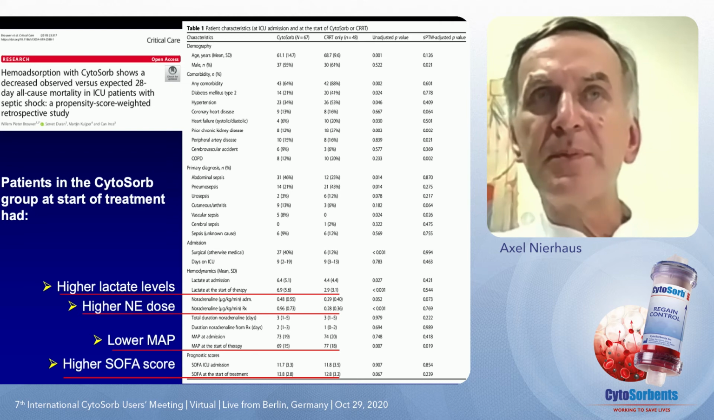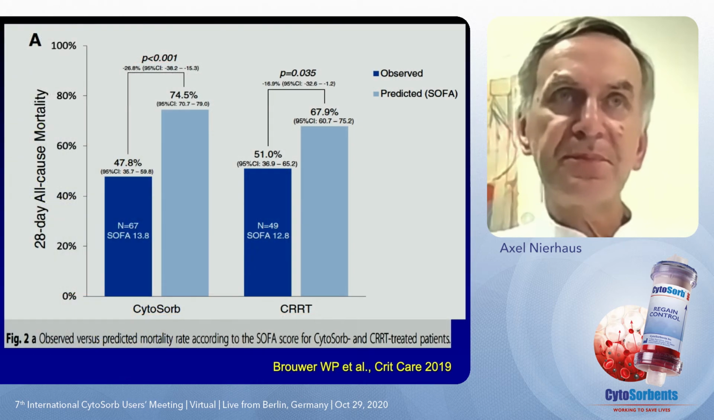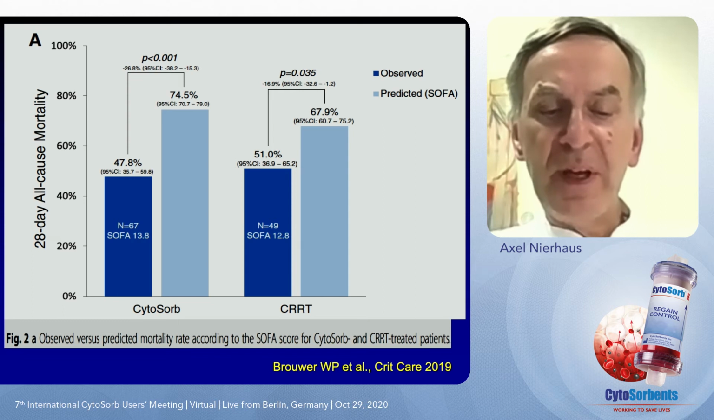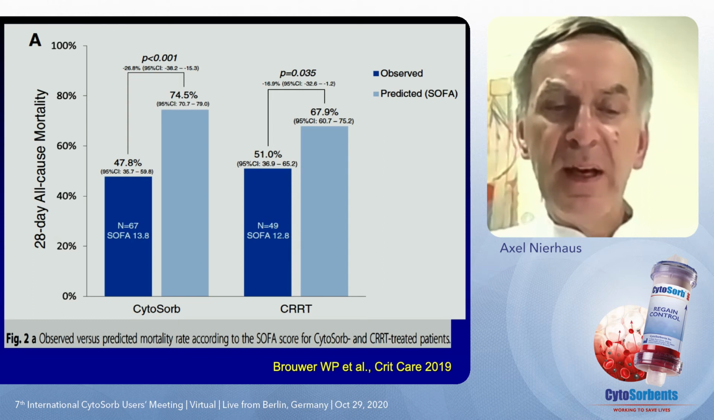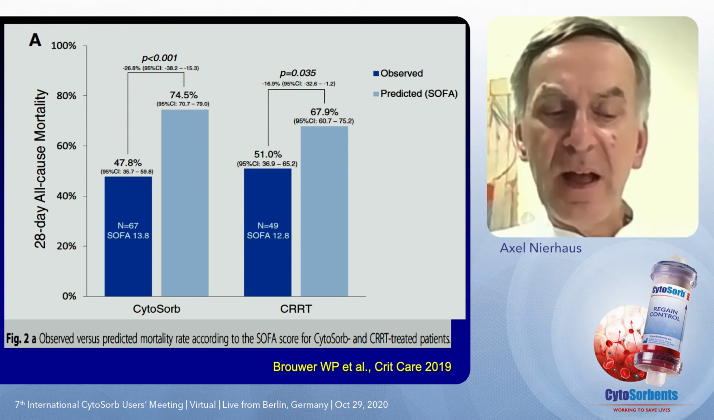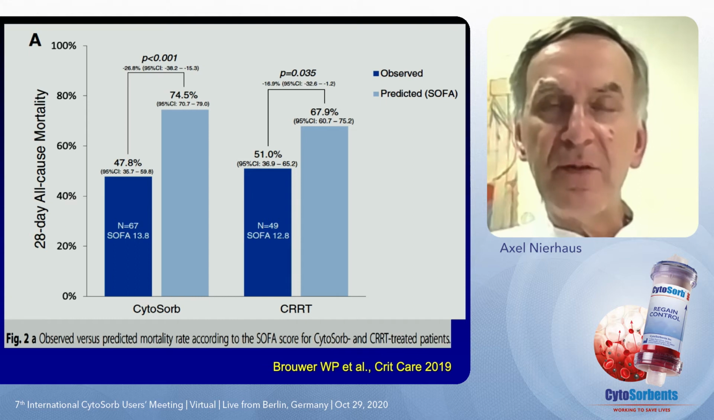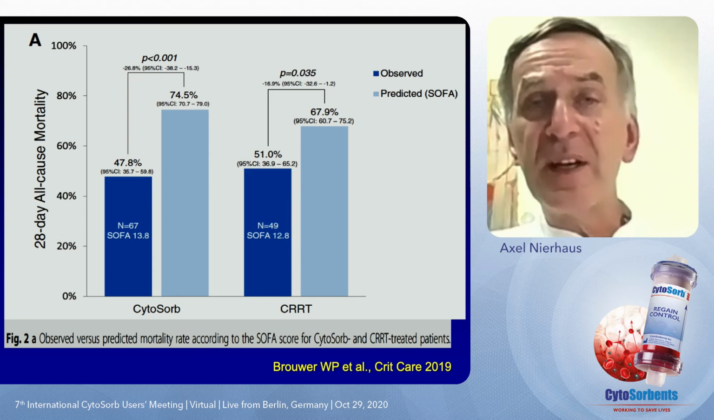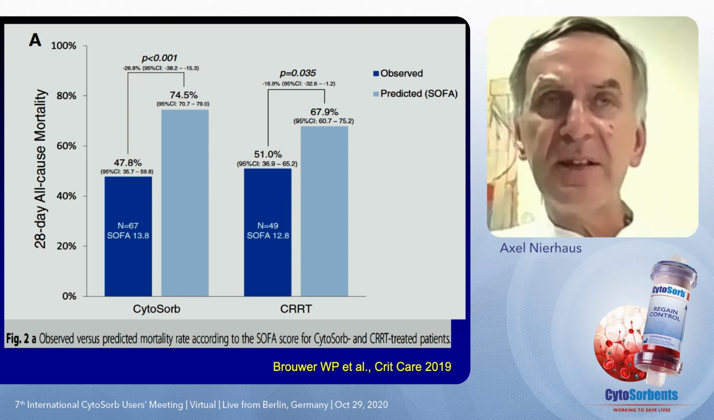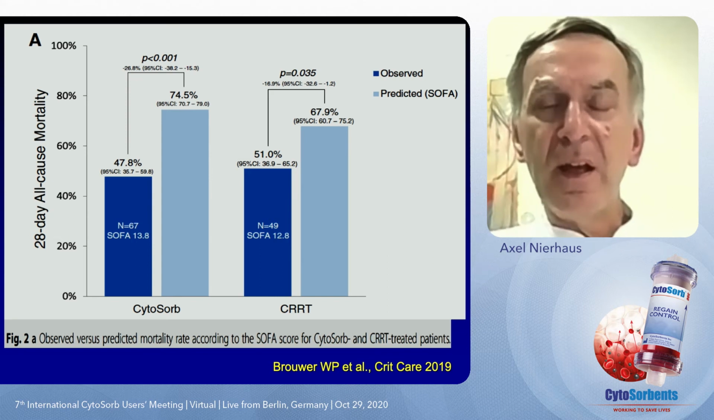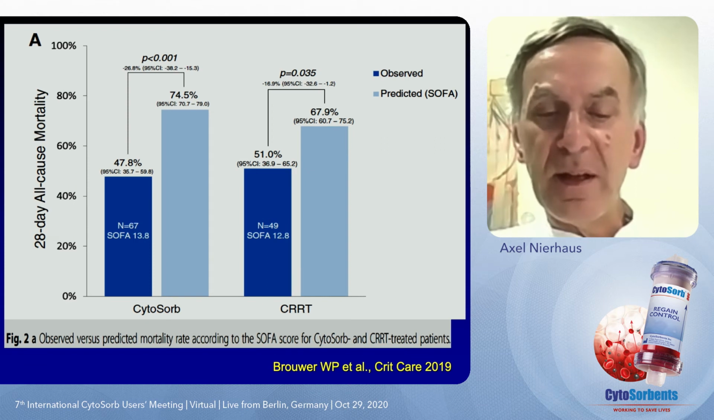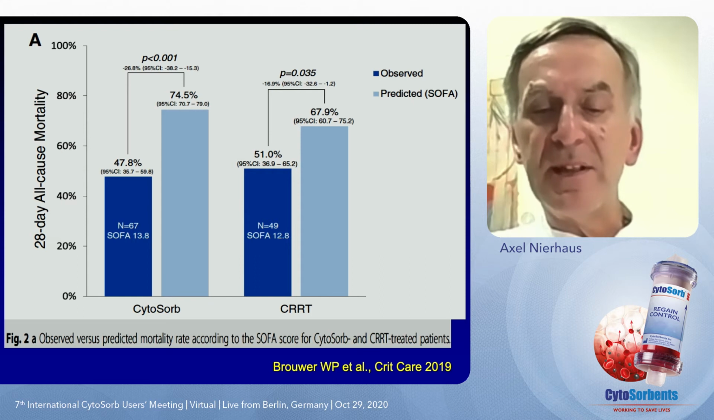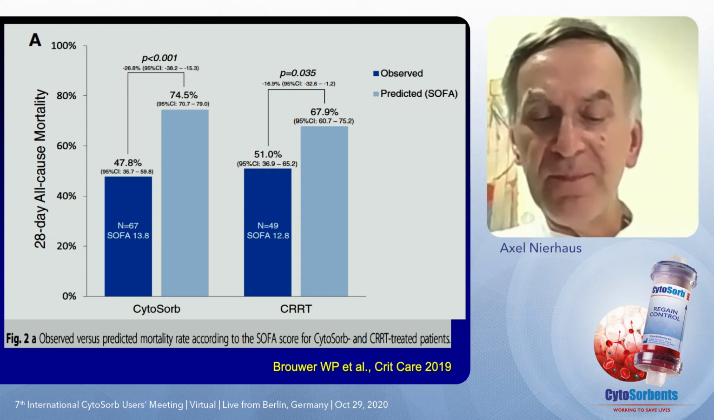And even though they were sicker, he could show us that patients treated with CytoSorb had a significantly higher survival rate when compared to patients who were not treated with CytoSorb. These are, as he said, retrospective data. However, they had a very nice, sophisticated statistical method to analyze these data, and I think this is very convincing.